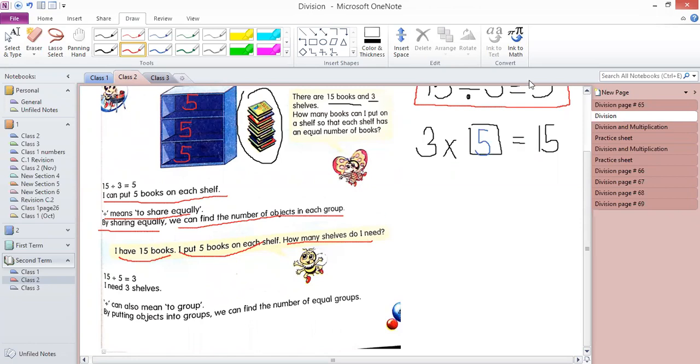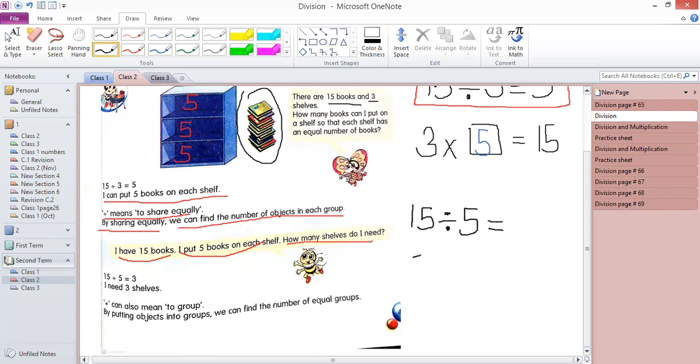So again, guys, you have to write the division sentence. The total books are 15. Then you will write the division sign. This is the division sign. And in one shelf, how many books do you want to put? 5. You want to put 5 books in one shelf. So 15 divided by 5 equals what?